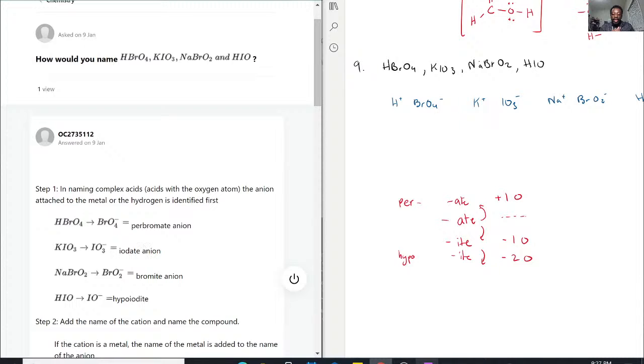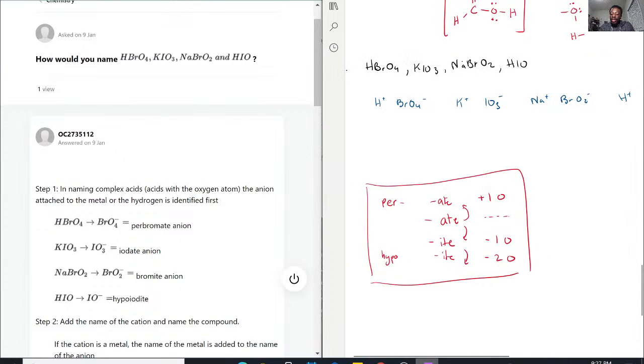IO3 is iodate, perfect. BrO2, because I know BrO4 is perbromate, you can see how BrO2 is bromite. And now, this is indeed hypoiodite. So this is perfect. Unfortunately though, this rule is for when it comes to the ions.